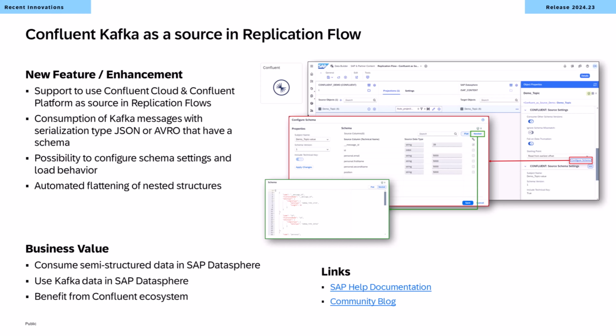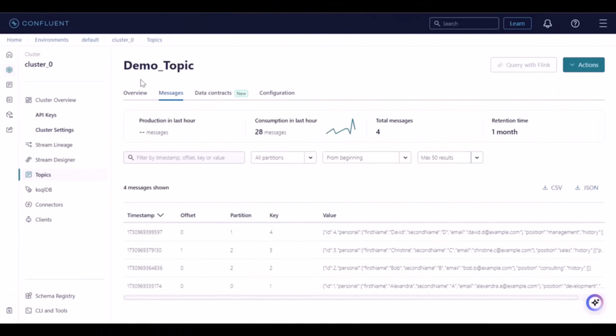Maybe one remark before we jump. The connection type that needs to be used if one wants to consume Confluent Kafka sources is, of course, the Confluent connection type. This is not working with the generic Kafka connection type. It's only the Confluent connection type. Okay, let me just quit this and go to the demo system.